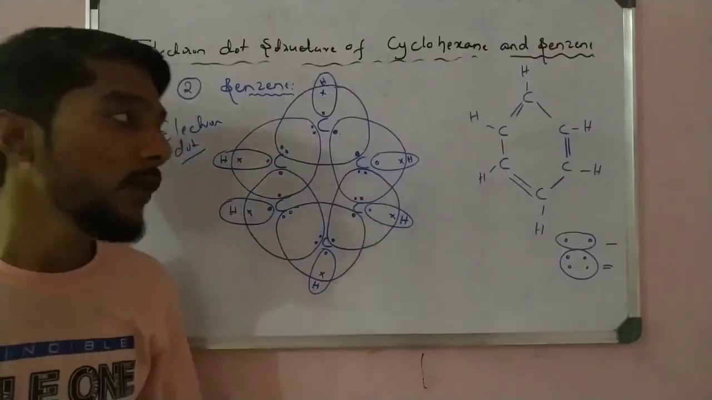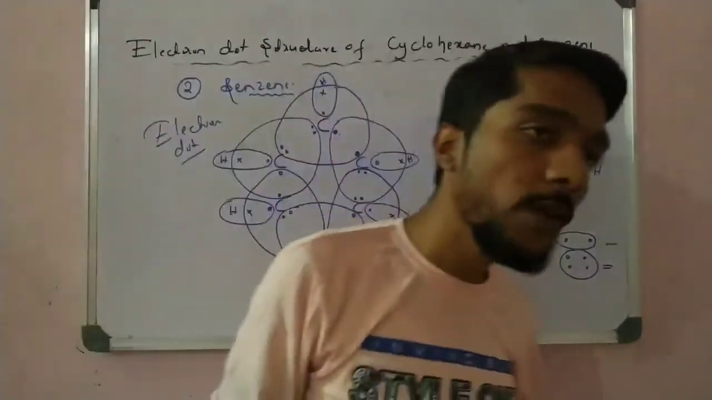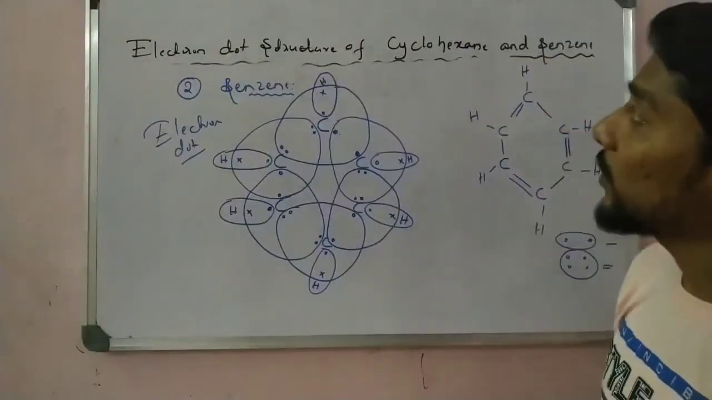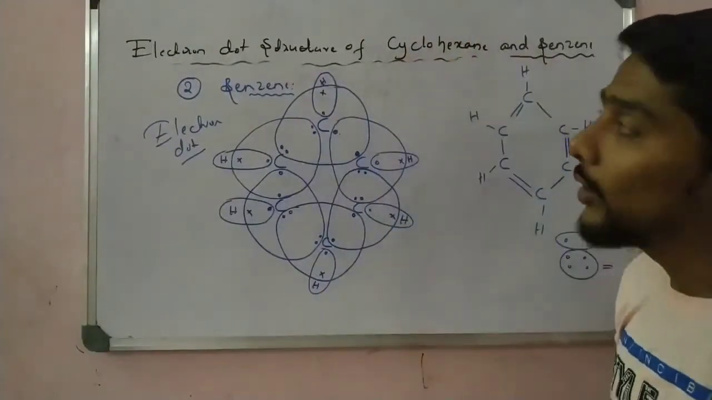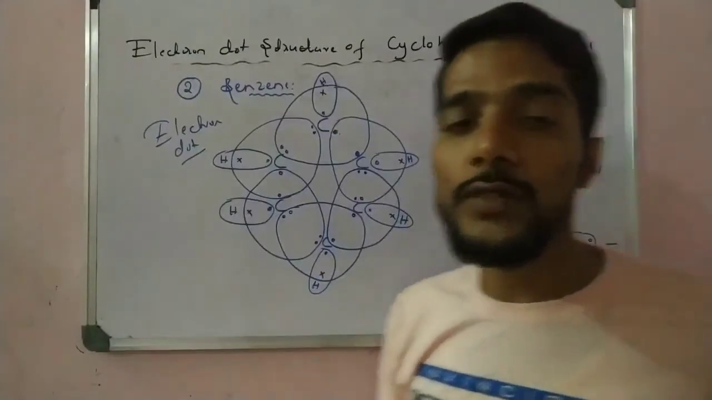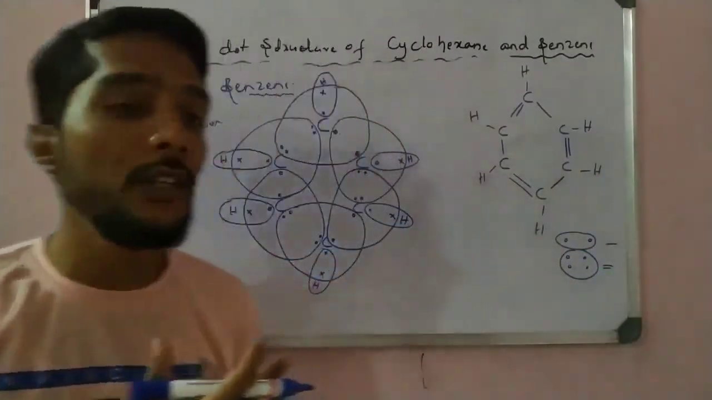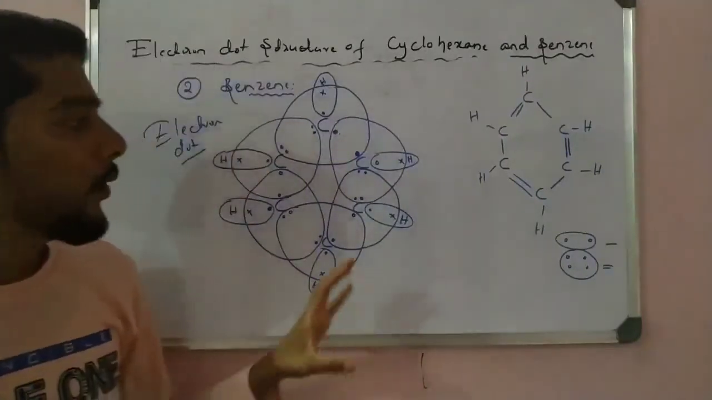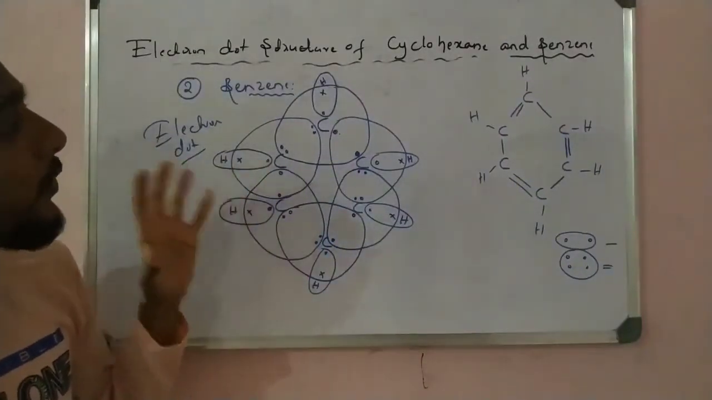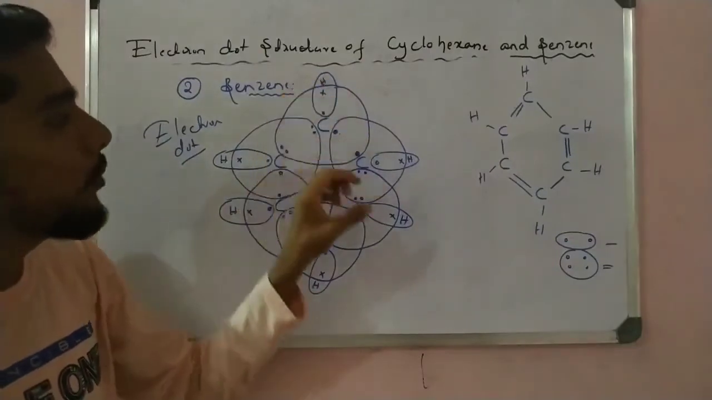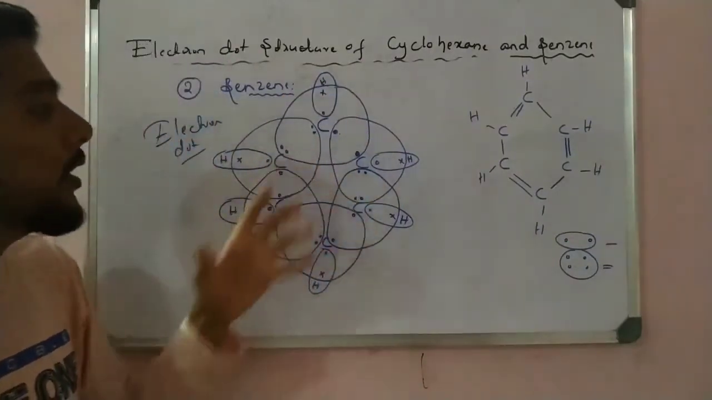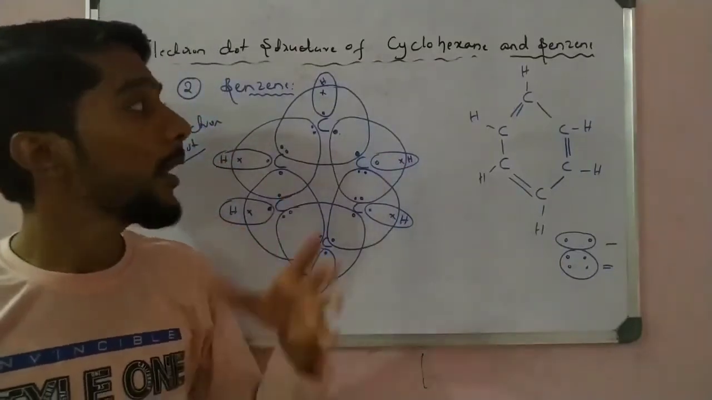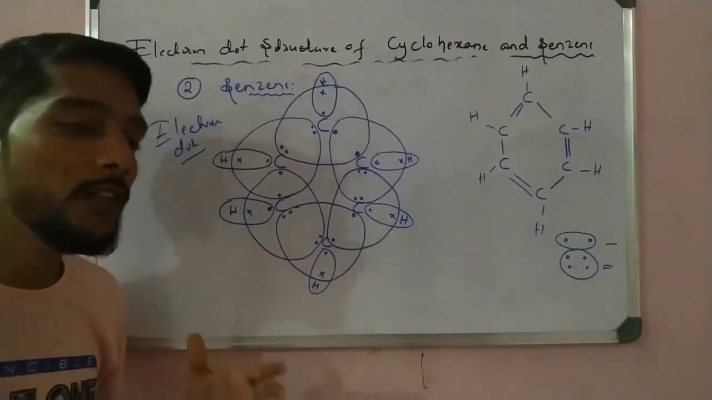You have to practice. This is the second point of today's video. The first point was about structural isomers, and the second point is about the electron dot structure of cyclohexane and benzene. I hope you understand both structures. Practice this 3, 4, 5 times and you will get it perfect, so don't get confused here. Taking it one by one, we can easily draw the electron dot structure of benzene and cyclohexane.